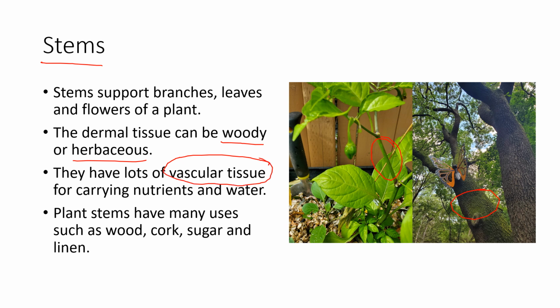And we use stems for all sorts of things, whether it's eating it like the celery, or cutting it down and making our houses out of it, like with wood. If you ever have a bulletin board, it has cork on it, that is the bark of a certain type of tree. Sugar comes from sugar cane stalks. Linen comes from a plant as well, as a type of fabric. Lots of uses for stems.